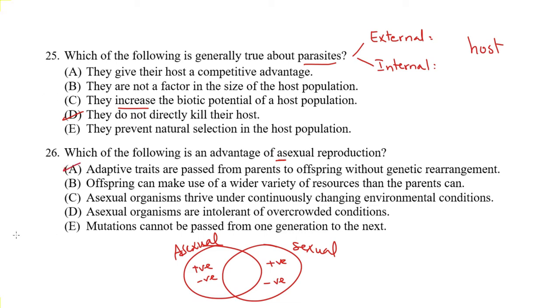Number B, offspring can make use of a wider variety of resources. No, that is related only to sexual reproduction. Number C, asexual organisms thrive under continuously changing conditions. No, we mentioned that they are not adapted.